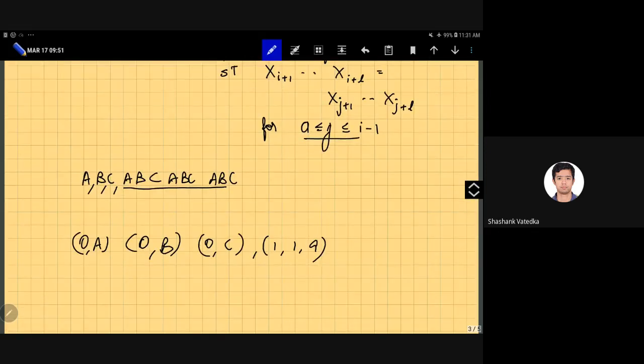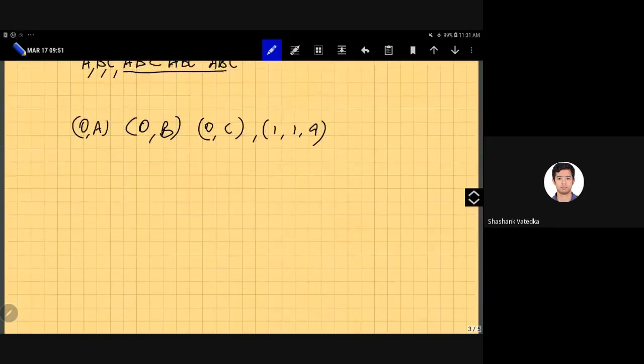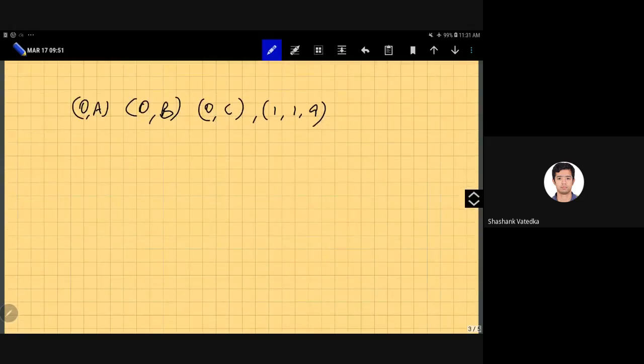So let's see how we would try to decode this. So this is the encoding. If you want to recover this string, you look at 0, comma A. You know that there is no match, so this is decoded as just the symbol A. This is decoded as the symbol B. This is decoded as the symbol C. Now we have to decode this. So you start from location 1. So this comes here. So it's A. The location is 1 and the length of the match is 9.